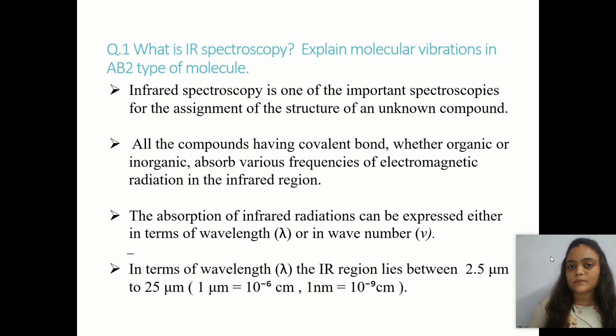All compounds having covalent bonds, whether organic or inorganic, absorb various frequencies of electromagnetic radiation in the infrared region. Electromagnetic radiation is made up of different types of regions. The absorption of infrared radiation can be expressed either in terms of wavelength, that is lambda, or in wave number, nu bar. In terms of wavelength, the IR region lies between 2.5 micrometer and 25 micrometer, and 1 micrometer is equal to 10 raised to minus 6 centimeter, and 1 nanometer is equal to 10 raised to minus 9 centimeter.